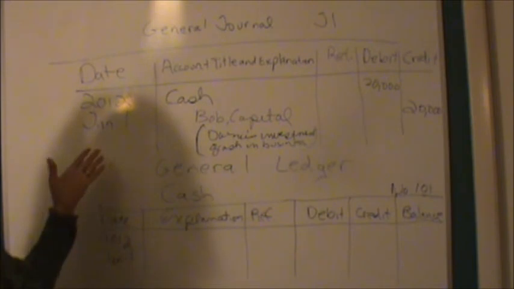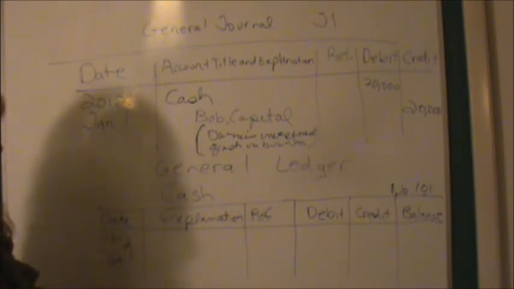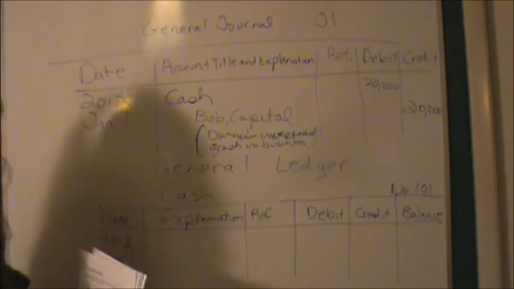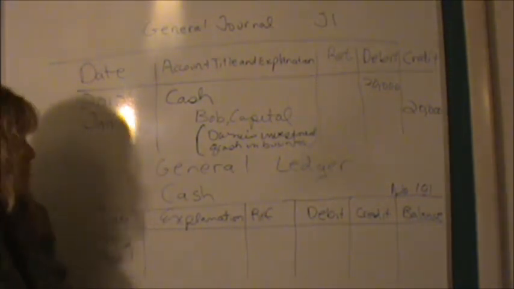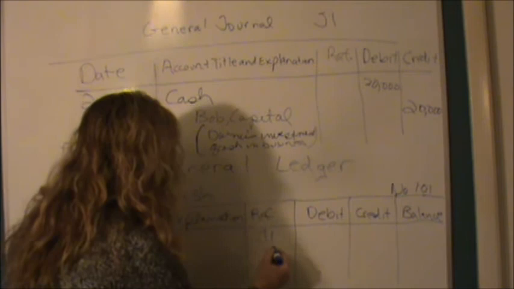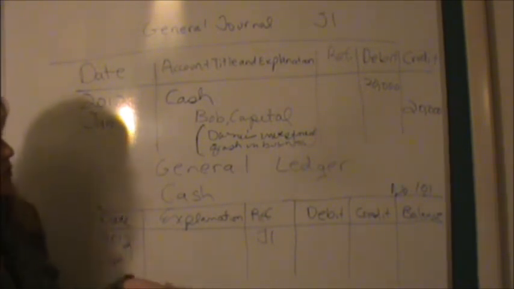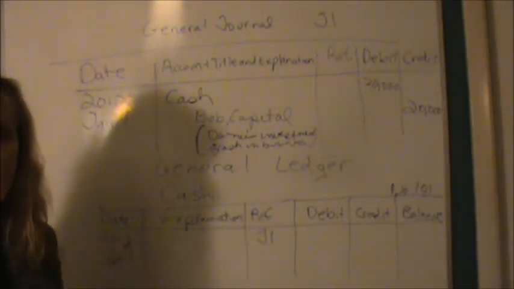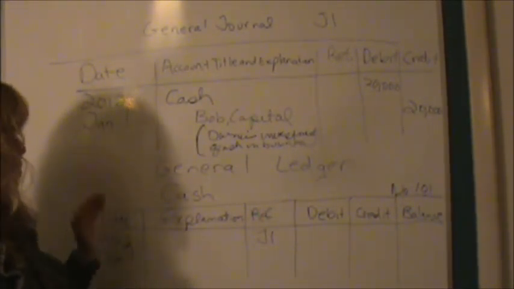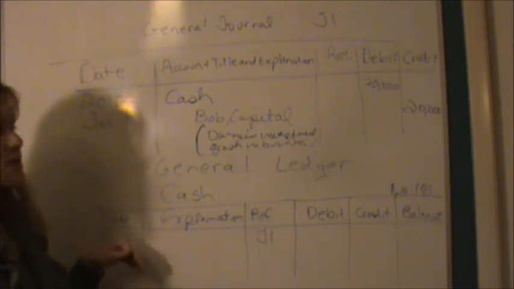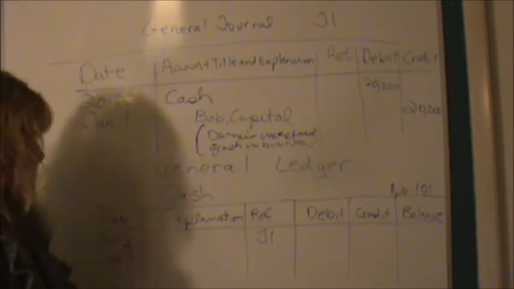Okay? So now we're going to take the information from the general journal and we're going to put it in the actual general ledger. So we're going to post it. So first of all, my reference is the page that this information appears on in the general journal. My reference is J1. If you notice this general ledger, this is just one account. It's a cash account. And if you notice, it has a number. Its number is 101. So anything going on with cash in the general journal will eventually find its way to this general ledger, the cash ledger.